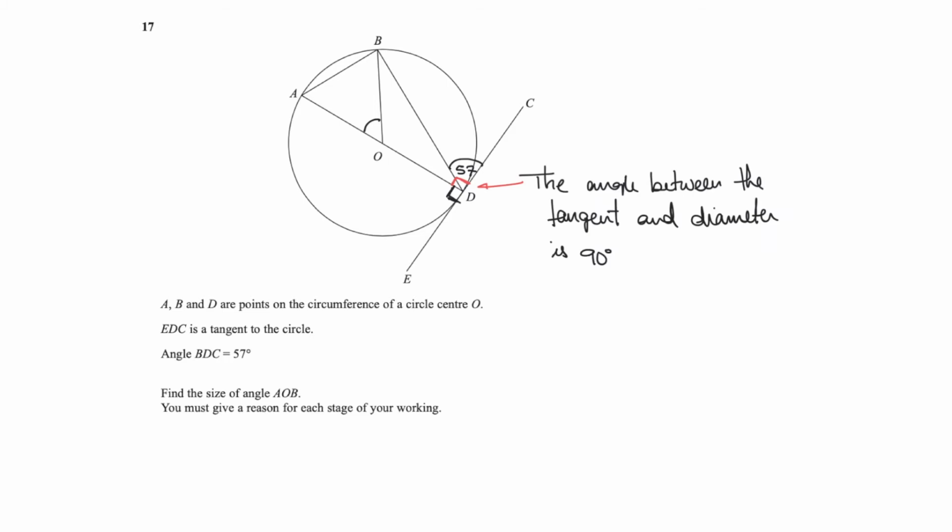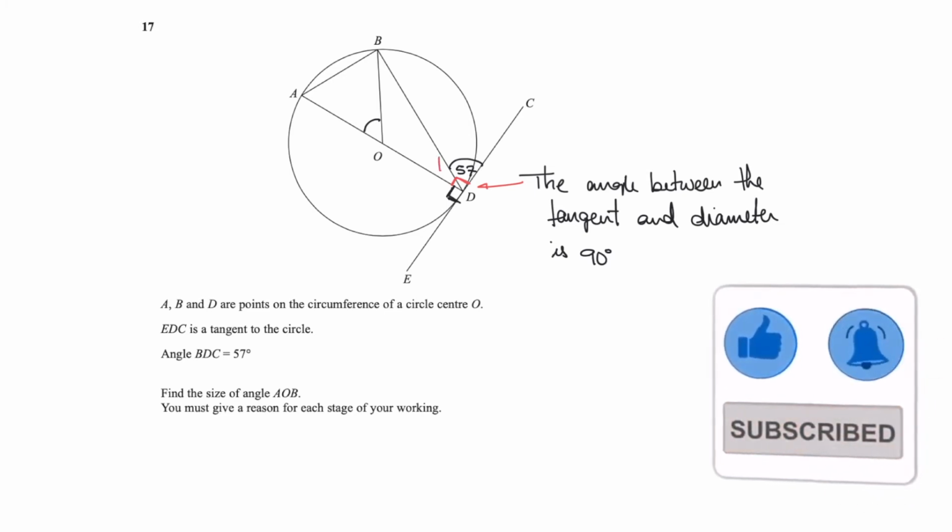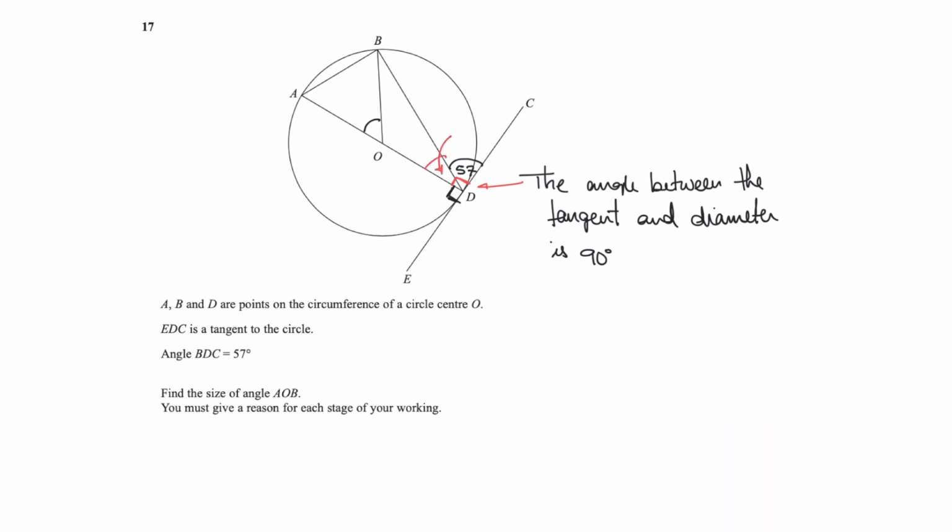I thought rather than you watch me write it out, I'm just going to write it out so you can see it. My first reason is the angle between the tangent and the diameter right there is going to be 90 degrees. Now that I know that is 90 degrees, I can work out this angle in here. That angle is going to be 90 take away 57, which is 33 degrees. Now that I've got that that is 33 degrees, it's also going to be 33 degrees there.